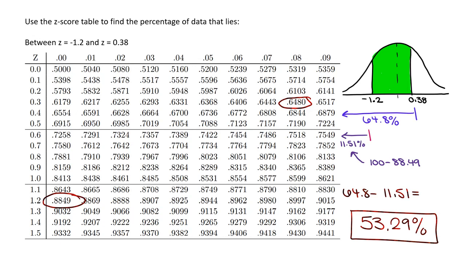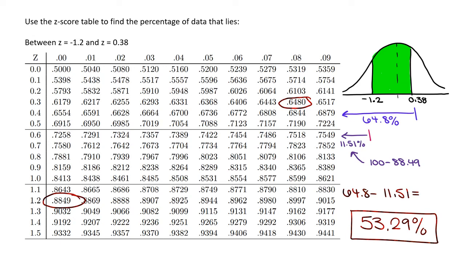And now I can solve this problem exactly like I solved the previous problem. I can take my 64.8, I don't know why I keep saying that number backwards. I have it written on the screen right. I can take 64.8 and subtract 11.51, and I have circled my final answer, 53.29%.